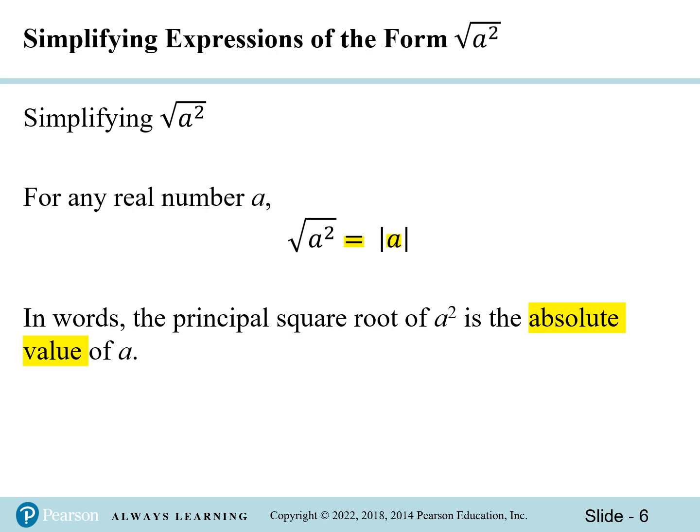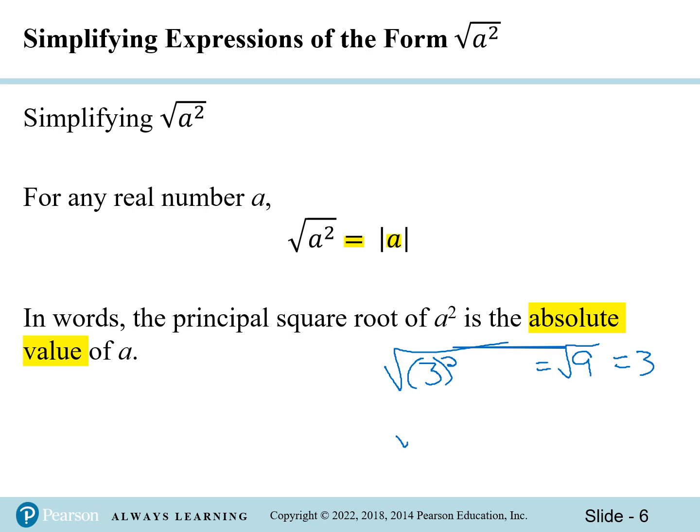When we simplify the square root of something squared, we're going to end up with the absolute value. Why is that the case? Well, if I took the square root of, let's do 3 squared, I would square it first, so square root of 9, and get 3.